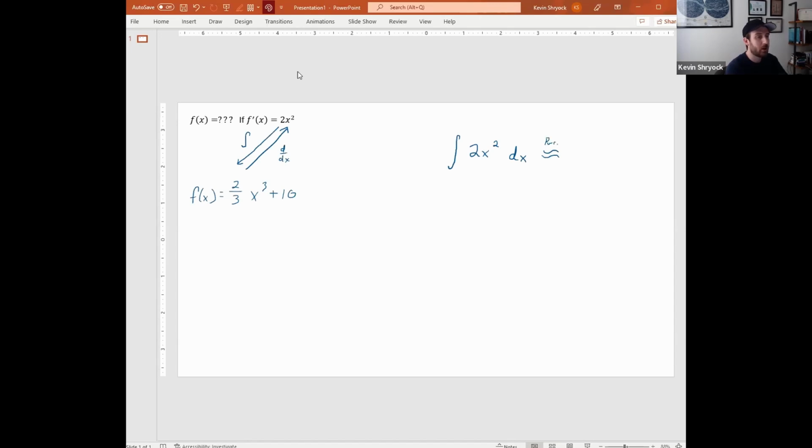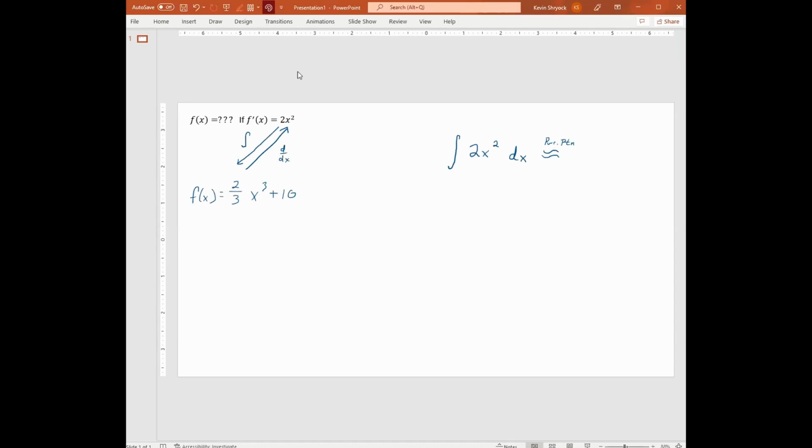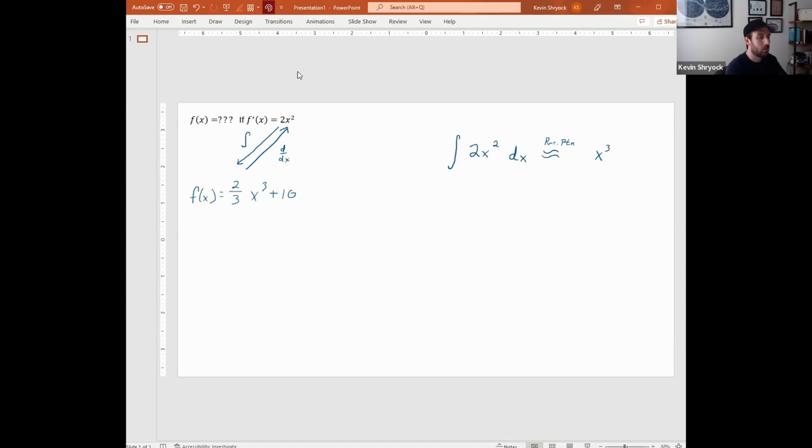All right, talk to me about the power pattern. Oh, you raise the power and divide by the same number. So like n plus 1. Okay, good. That's going to get what? X cubed divided by 3, or 2 over 3 times x cubed. Yeah, 2 over 3 times 2 over 3? Yeah.